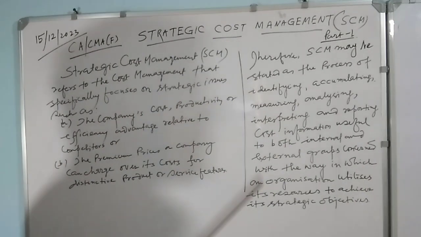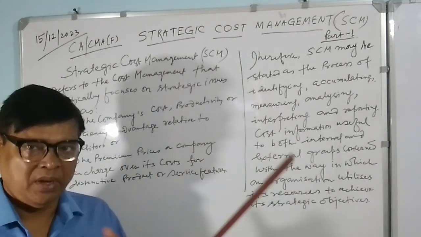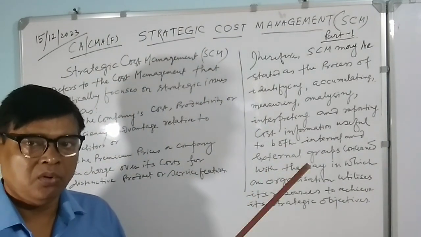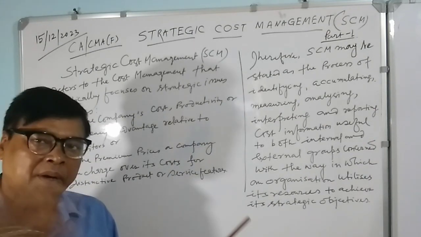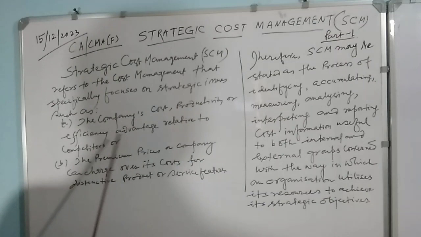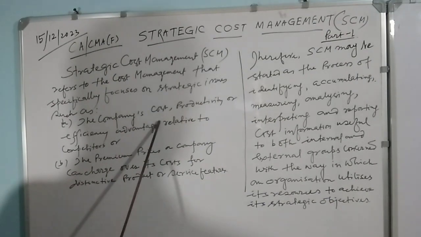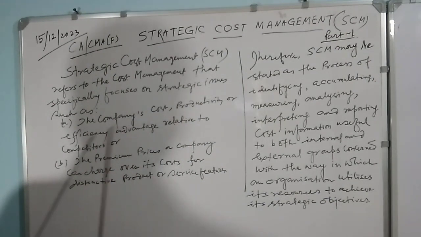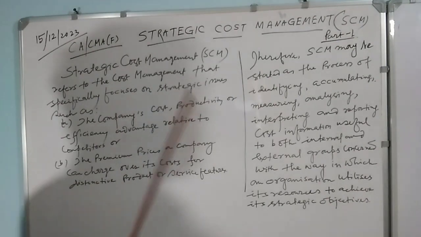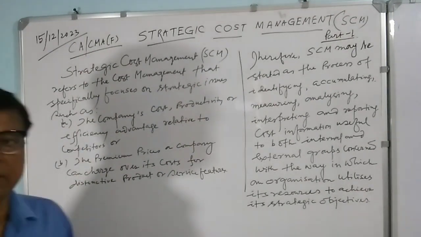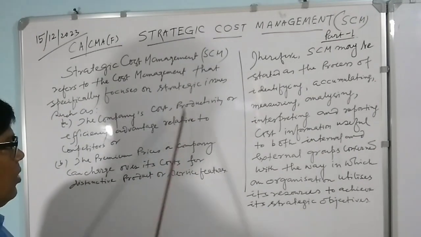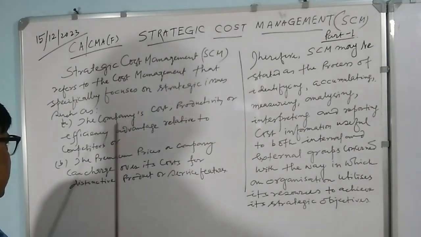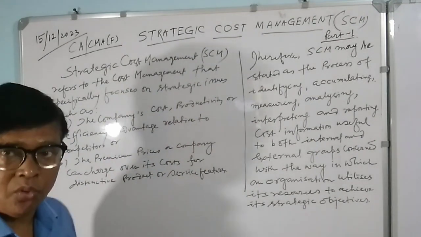Specifically focus on the strategic issues. So strategy means your technique, your way; you have to find the best alternative, whatever you can call it. What are these strategies for? The company's cost, productivity or efficiency advantage relative to your competitors. You need not look at your cost, productivity or efficiency only for your own.